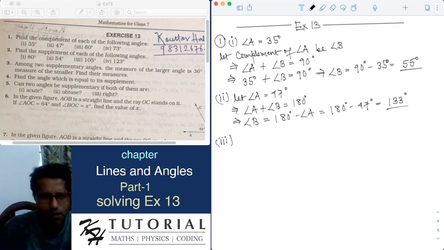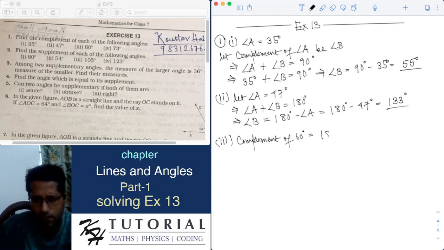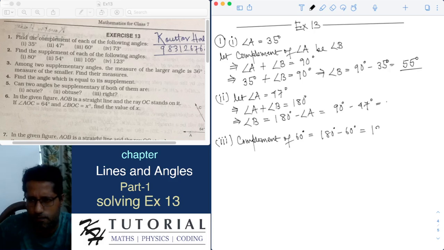Now, similarly, for part 3, I am writing it directly, as you can understand. The complement of angle 60 degrees will be equal to 180 degrees minus 60 degrees. Sorry, this is asking about complementary, so this will be 90 degrees, not 180. The sum of complementary angles is 90 degrees, not 180 degrees. So this is 30.